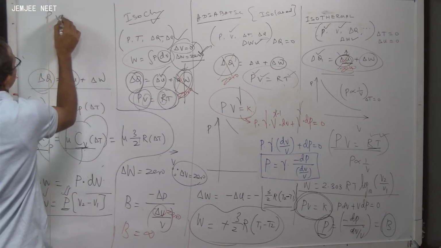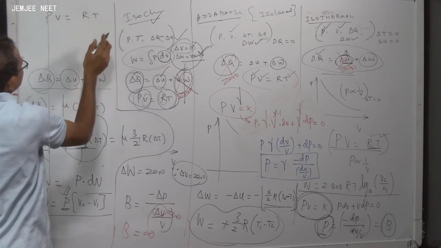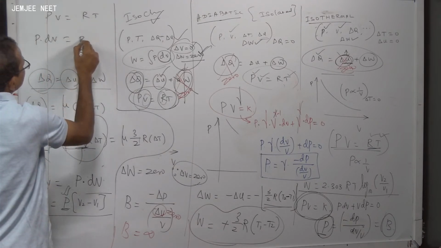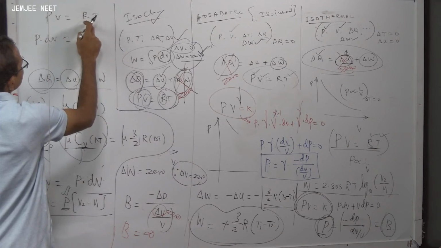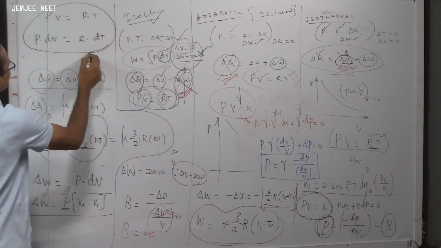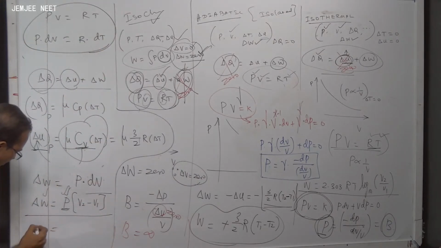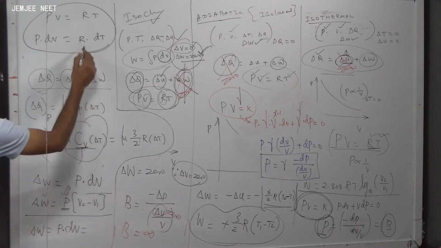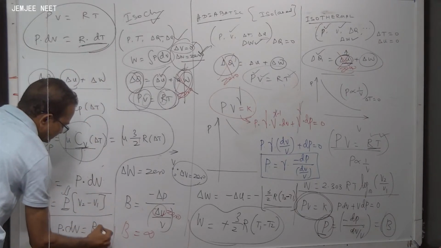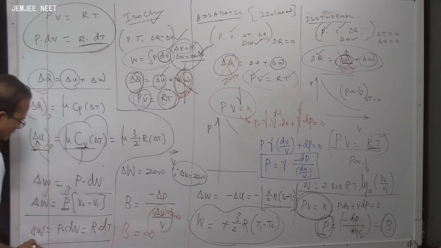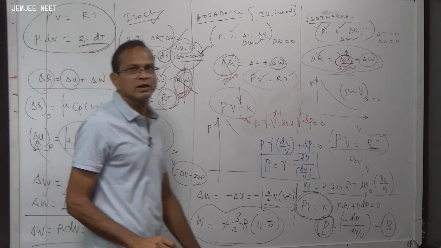Again, if you go for isobaric, it is very easy to understand. PV is equal to RT for 1 mole. P dV, can you differentiate R? R is a constant, so PdV can also be replaced with R dT. This is applicable only in isobaric.